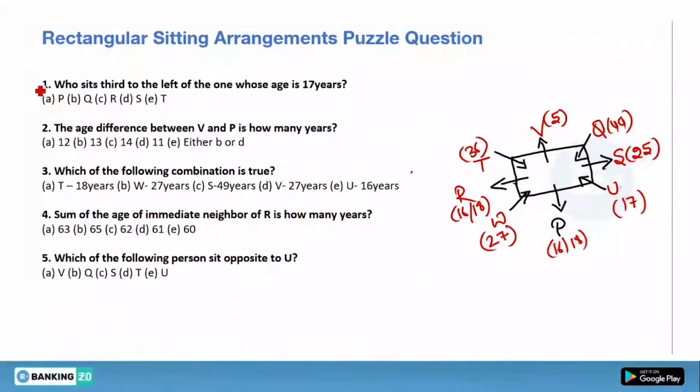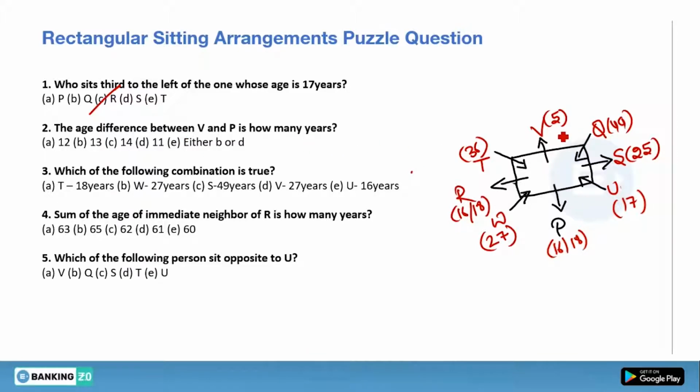So question number 1. Who sits third to the left of the one whose age is 17 years? See, the person aged 17 years is U, and U is facing inside. In the case of inside, the left is clockwise. So 1, 2 and 3. R is seated at the clockwise third place. So option C.